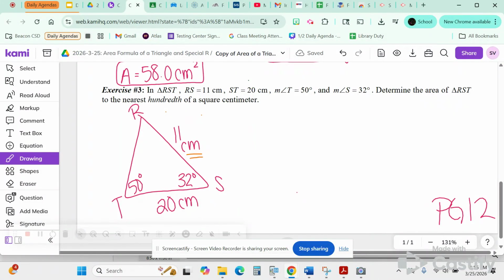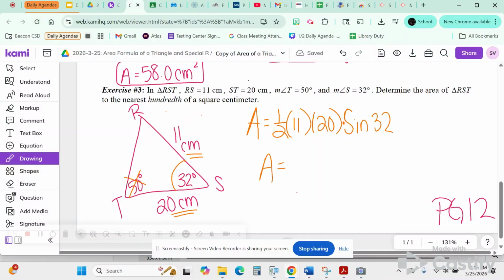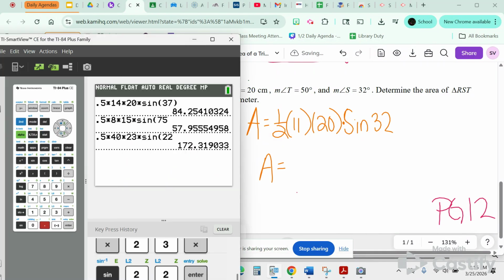We have the 11 centimeters here and the 20 over here, so I need that 32-degree angle, and we're going to ignore the 50. We don't need it. So now, setting up my formula, I have 1/2 times 11 times 20 times the sine of 32. And again, plug that in your calculator. So 0.5 times the 11 times the 20 times the sine of 32.